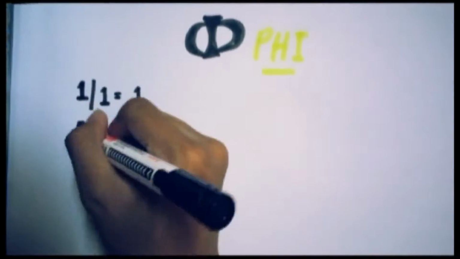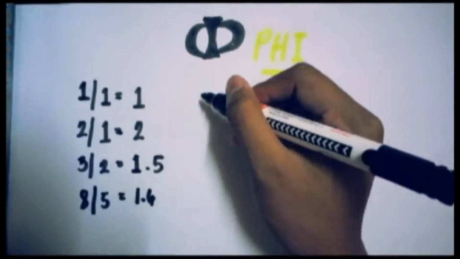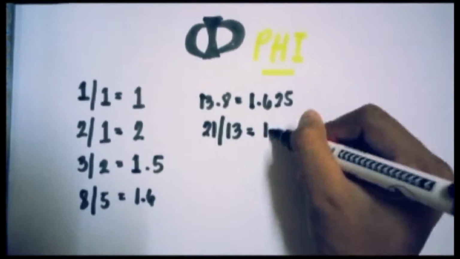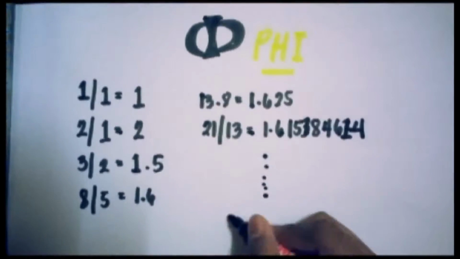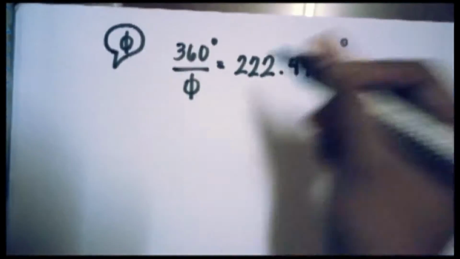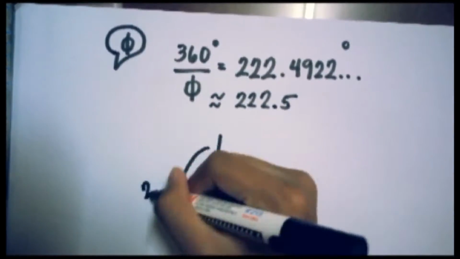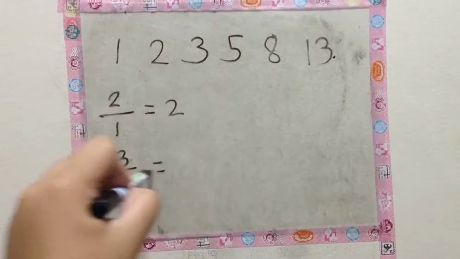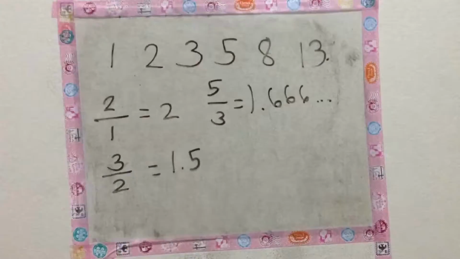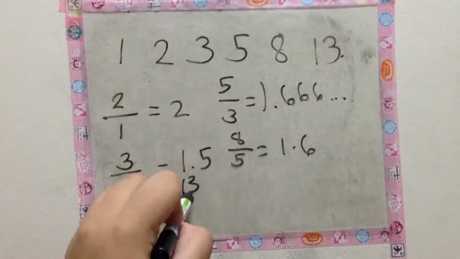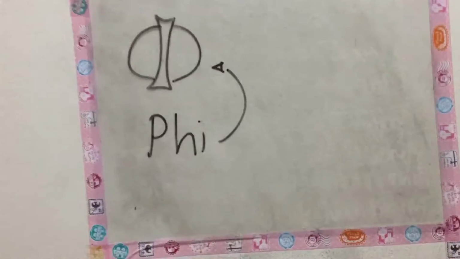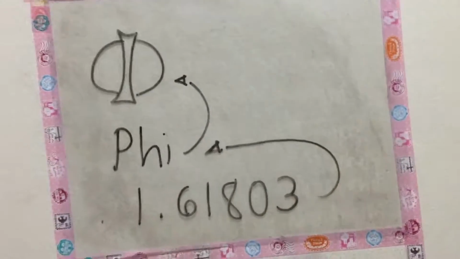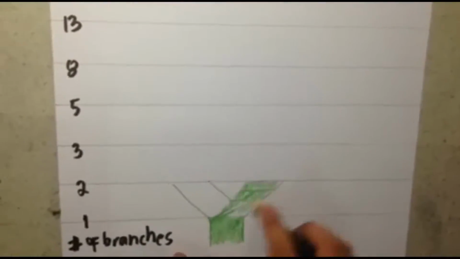Another special thing about this sequence is that its ratio is equivalent to the value of phi. The larger the number in the sequence used as a divisor, the closer the ratio is to the value of phi. Like what you can see in this video, as the numbers from the Fibonacci sequence increase, the ratio becomes closer and closer to the value of phi, which is 1.61803.